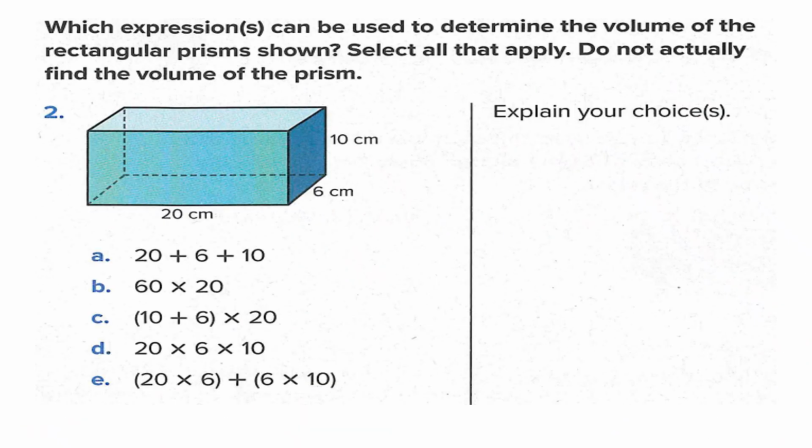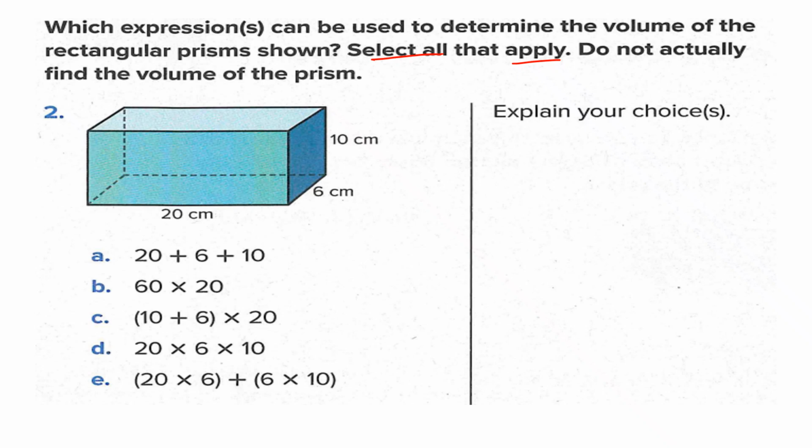Okay, so this is an MCQ, multiple choice question with more than one correct answer. So you need to select all the questions that are correct, and you don't have to actually find the volume if you read the question. Just you have to explain your choice. A, B, C, D, E, 5 options, which all are correct.